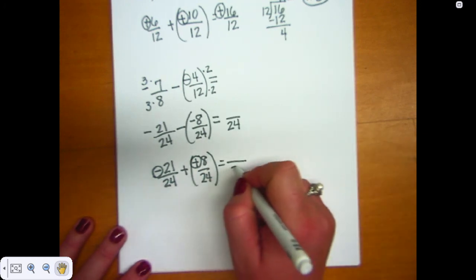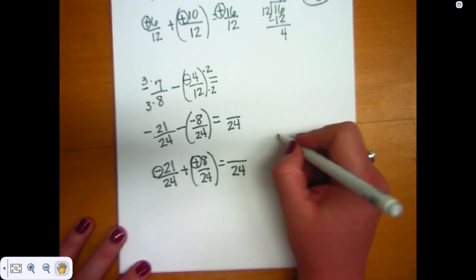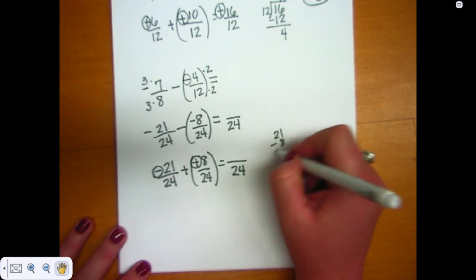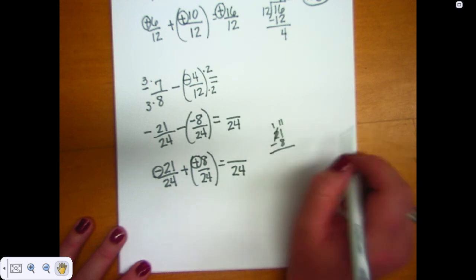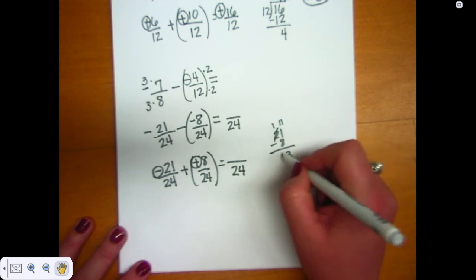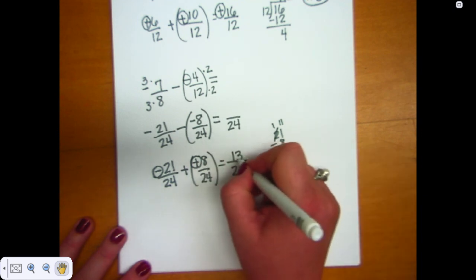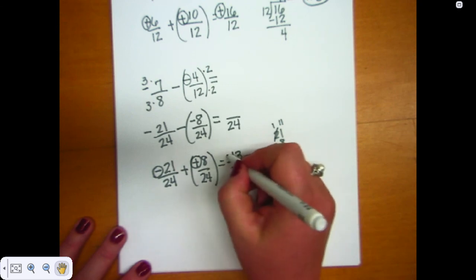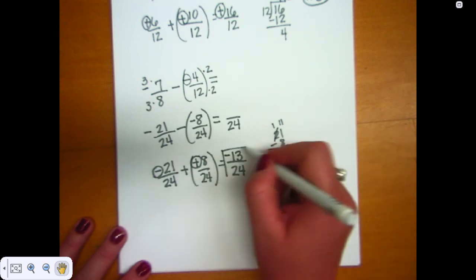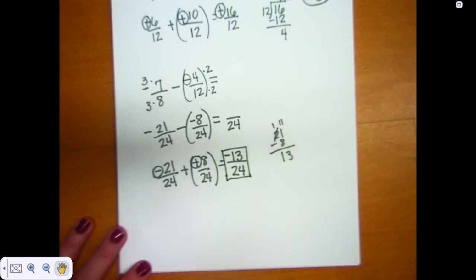So let's see what we get. I can bring 24 straight over, and I don't know what 21 minus 8 is off the top of my head, so I'm going to do it like this. 11 minus 8 is 3. Bring down your 1, so it is 13/24. Keep the sign of your largest absolute value, which is negative, and my answer is negative 13/24. It's a lot of steps, but if you'll just follow your steps and follow your rules, you're going to be fine.